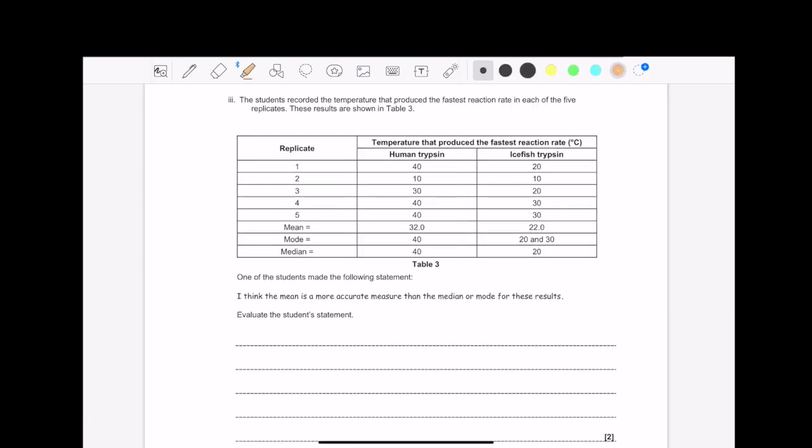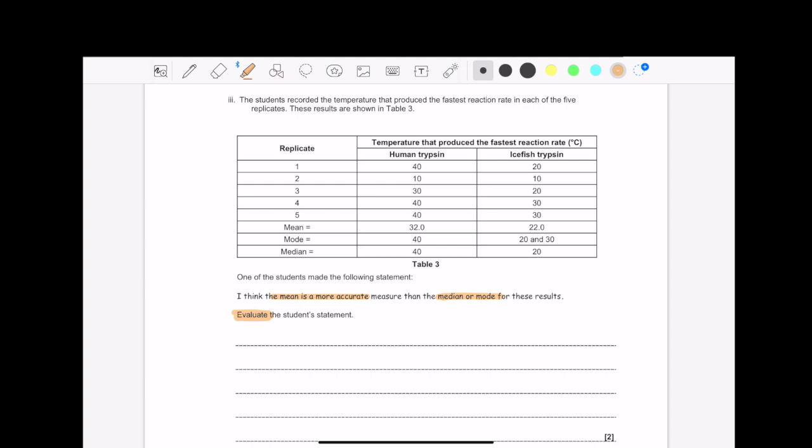Okay, next one says, evaluate the student's statement. So it's an evaluate, so I'm thinking yes, no. I'm not going to say about points of validity, only because it's a 2-mark and that's too much. Let's read the statement. I think the mean is a more accurate measure than the median or mode for these results. Okay, so we have our focus, the median, the mode, and the mean. So that's the only thing we're going to look at on the table.